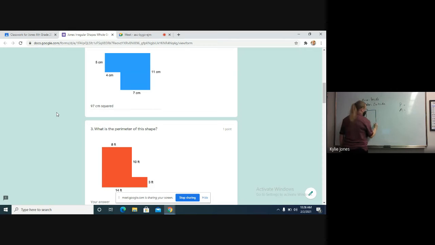What is the perimeter of that shape? I don't know. Water.